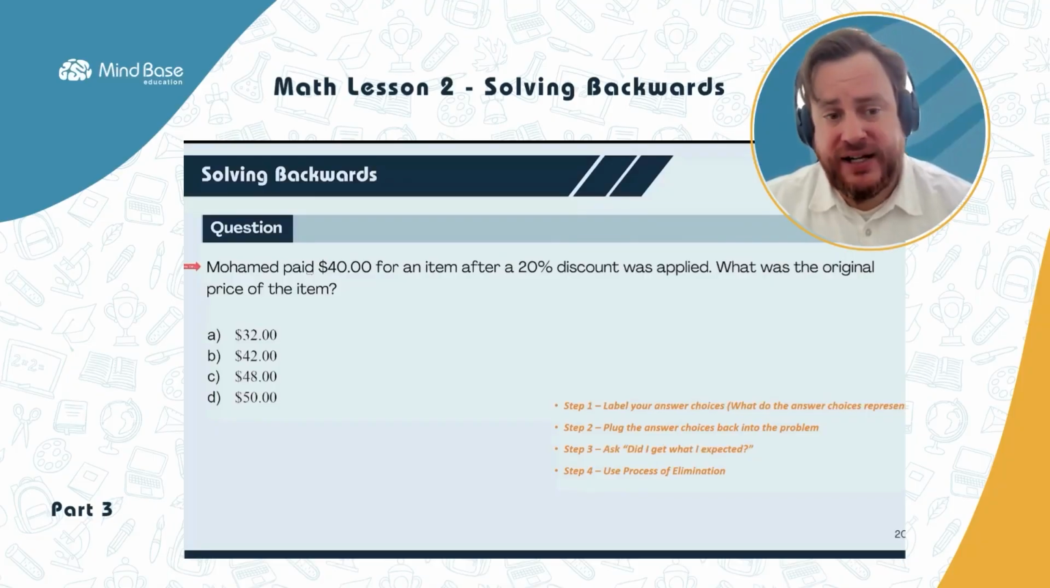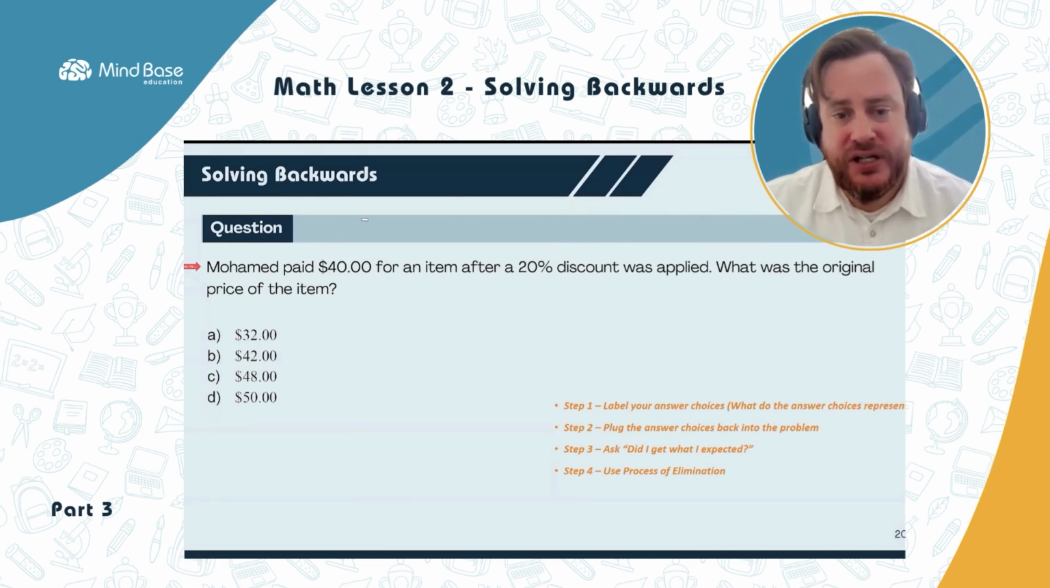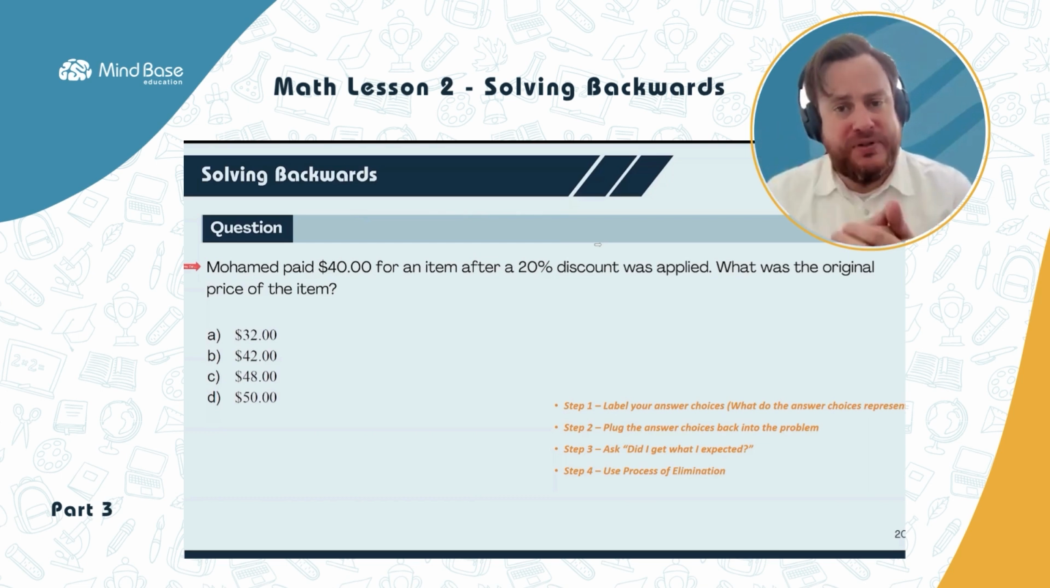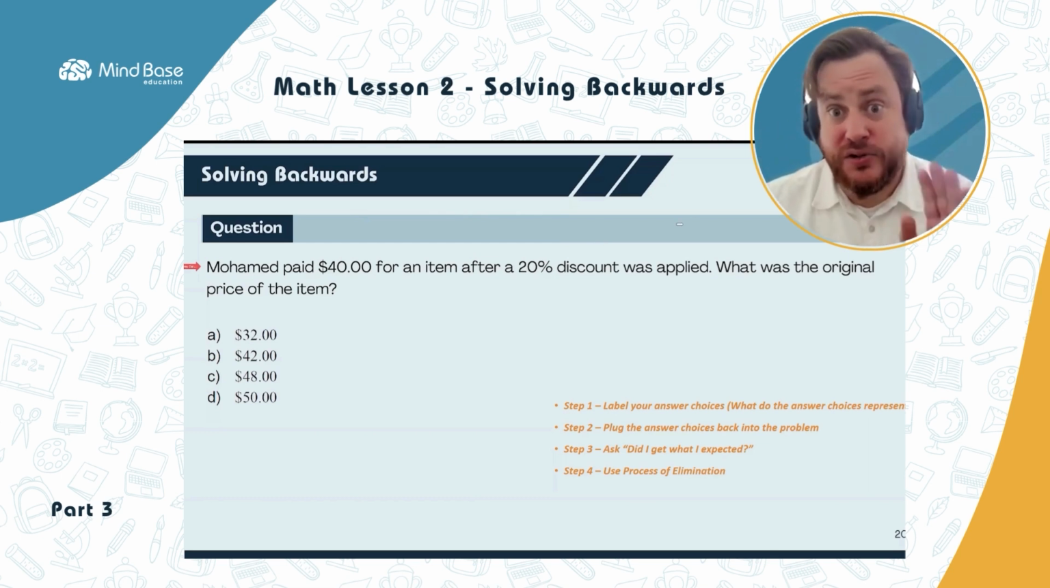Muhammad paid $40 for an item after a 20% discount was applied. What was the original price of the item? Now, you could build an equation and solve this, or you could use solving backwards.